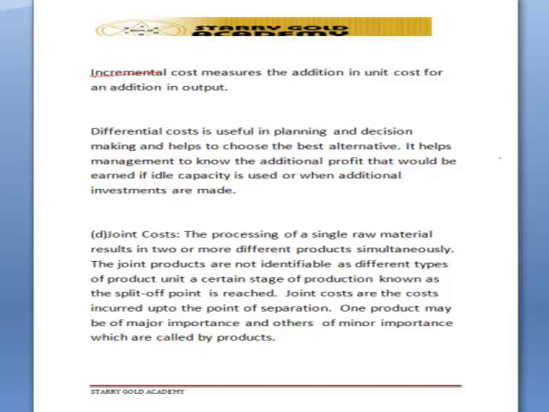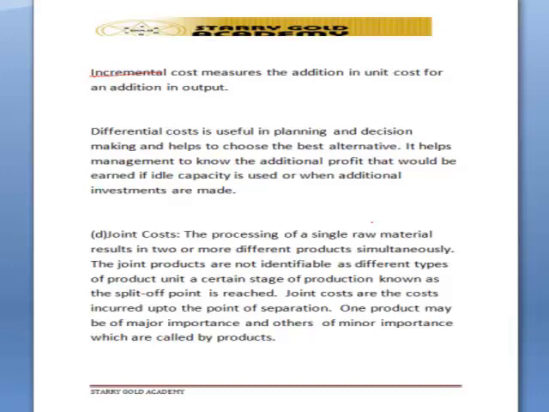Another cost under analytical purpose is what we call incremental cost. Incremental cost measures the addition in units for an additional output. Addition in units for additional output, that is what we mean by incremental costs. So this is also another form of differential cost.